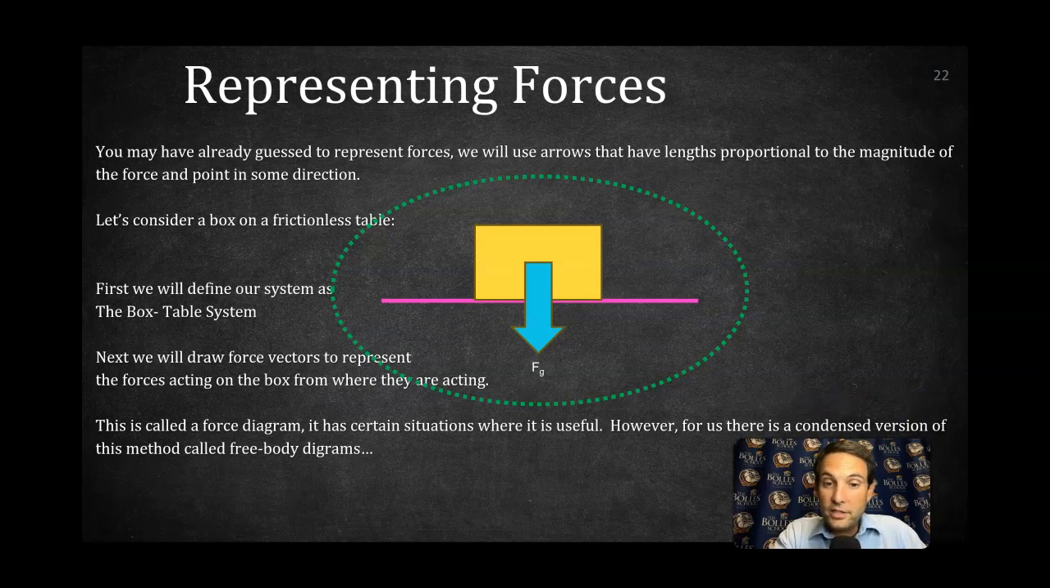Here, we're going to start with the easy one, which is the weight force, which always points down. Next, we have a surface, so we have a normal force coming from the surface. This is called a force diagram. There's certain situations where it's useful, usually when we're dealing with rotations. However, for us, there's a condensed version of this method called free body diagrams.